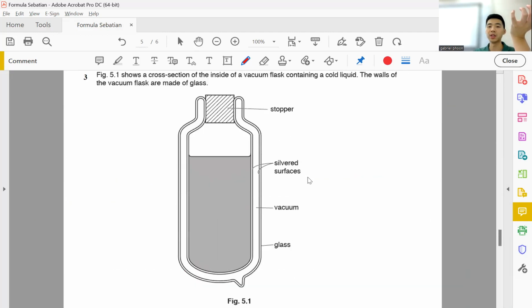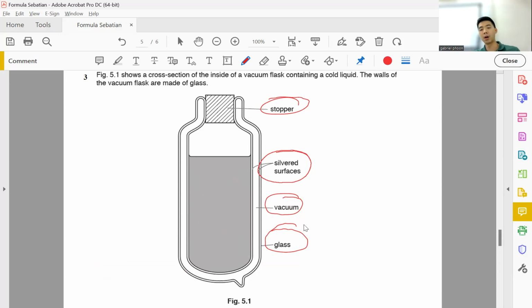Which in this case here, you're going to say, the stopper here prevents heat loss due to evaporation or convection. Silver surface is a poor emitter of heat and a good reflector of heat, so no heat can escape or enter, right? Vacuum doesn't allow for conduction or convection to occur because both of them need a medium to transfer heat. And then lastly, you say that glass is a good insulator of heat. It traps the heat inside or it prevents heat from going inwards. Right, so you write all these things down, you'll get your marks already.